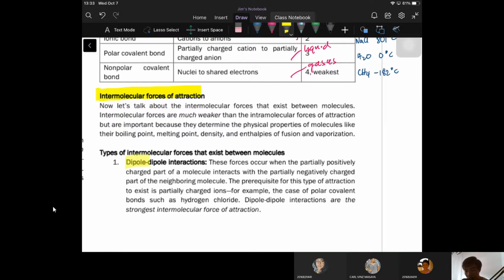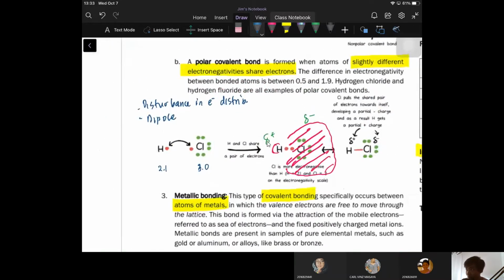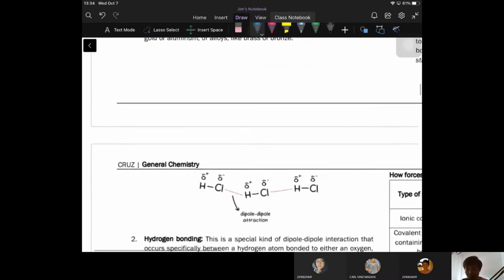Number one is the dipole-dipole interaction. From the word itself, ano yung nag-i-interact? May dipole at may dipole. That's the interaction between a dipole molecule, a polar molecule, and another dipole molecule, another polar molecule. How they are attracted? Tignan nyo yung ating polar molecule. Ano meron sa kanila? May positive, may negative. Hindi lang itong molecule na to yung may positive at may negative, maraming ganyan.